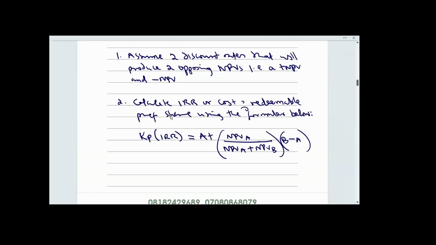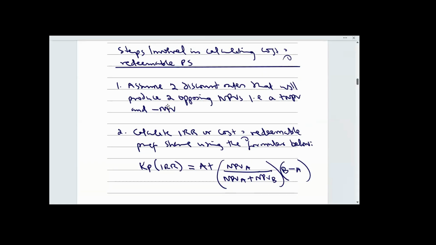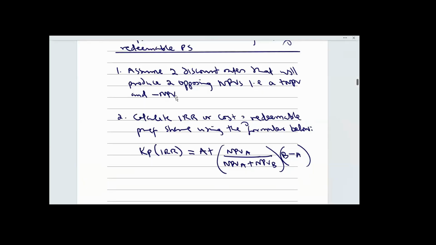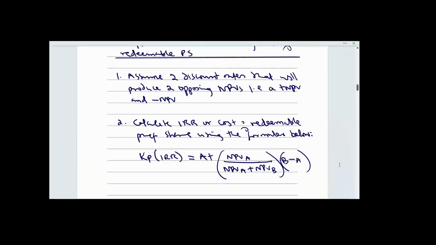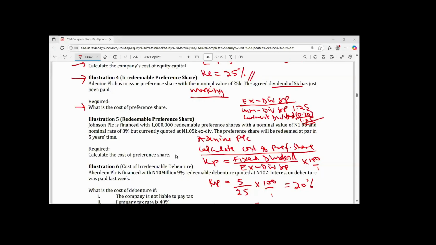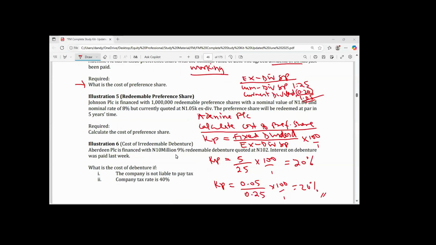All right. So once you have this, like I said, internal rate of return. Whenever you are asked to calculate cost of redeemable preference share, simply go ahead and calculate internal rate of return. That's just it. Okay. Let me see. We can have a short example to demonstrate this. Let me go back to the working notes. Sorry, to the main notes. All right. Yeah. Let's have this illustration number 5.